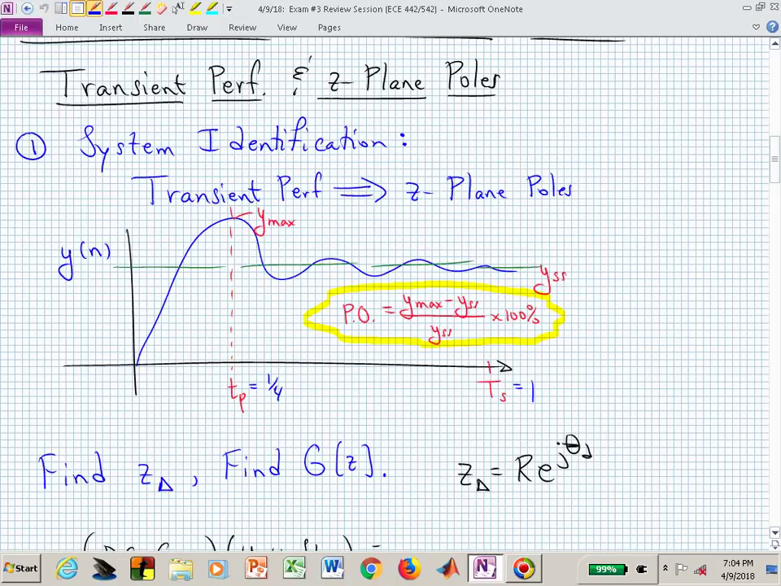You can now find the 2 poles that produce these performance behaviors, be that settling time, percent overshoot, or peak time. You can use those to find the radius and the angle of those poles, and now you can find G of Z from those 2 poles. We're assuming now a second order transfer function.